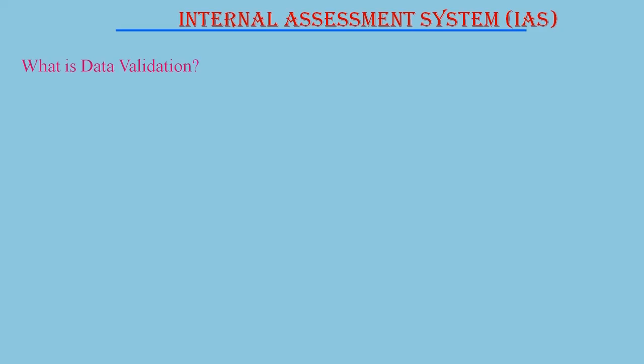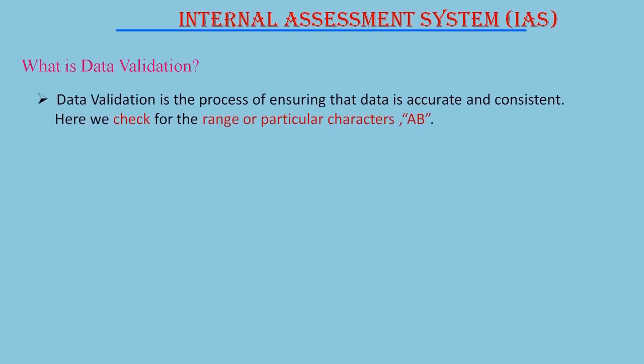So what is data validation? Data validation is the process of ensuring data is accurate and consistent. Here we check for the range or particular characters, AB.